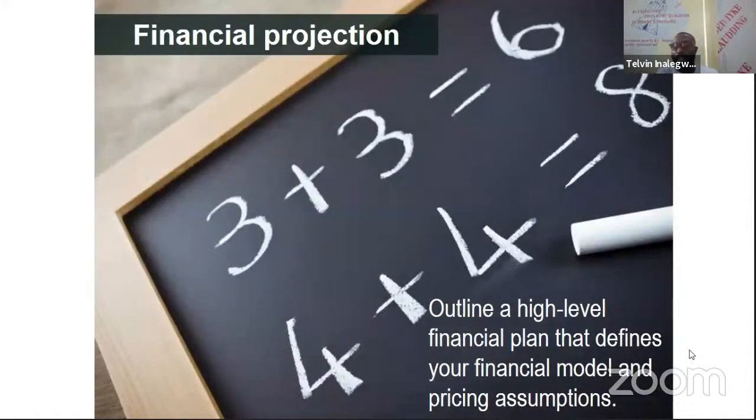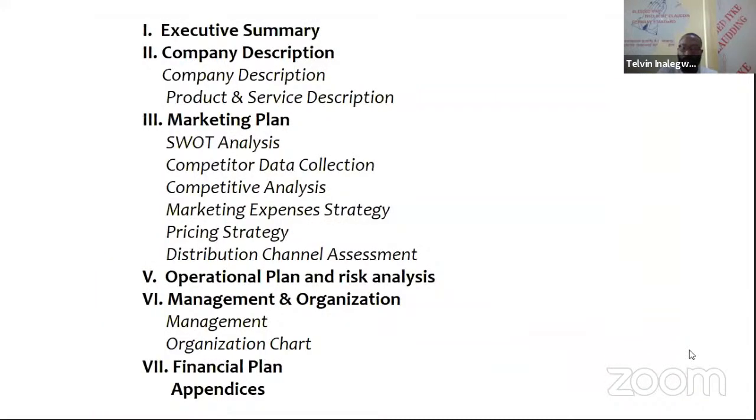Now we are going to look at your financial projection. Your financial projection outlines a high-level financial plan that defines your financial model and pricing assumptions. So when you are doing your financial projection, how much are you putting into the business? How much is your return on investment? And how is your cash flow? Now this will allow you to know how much you can sell your product and how much profit you can make.